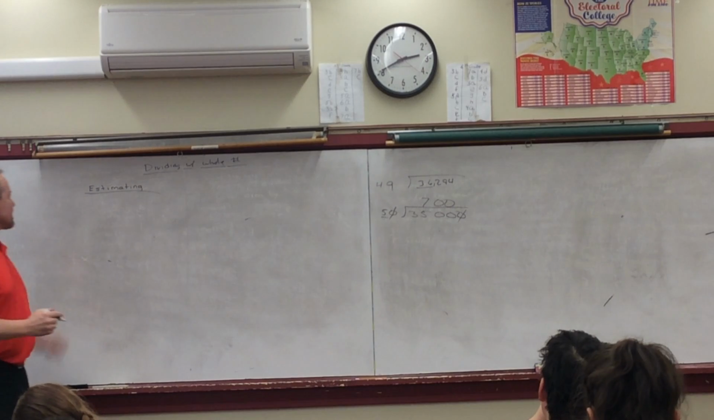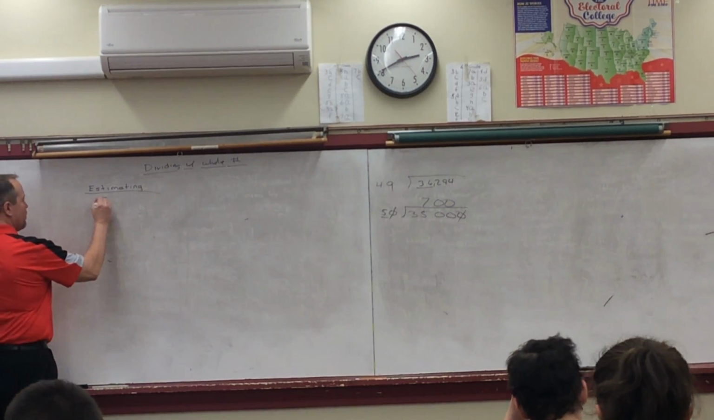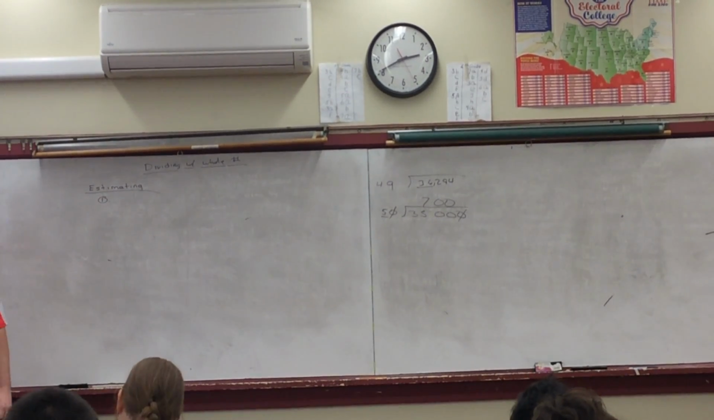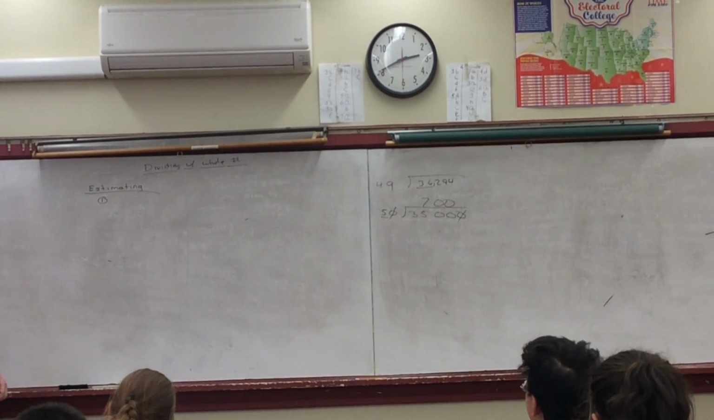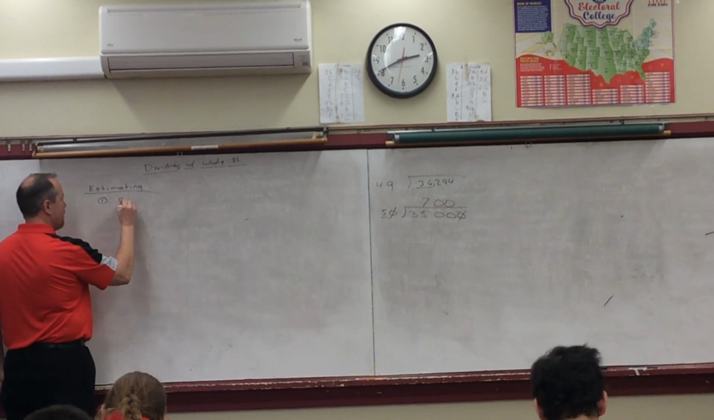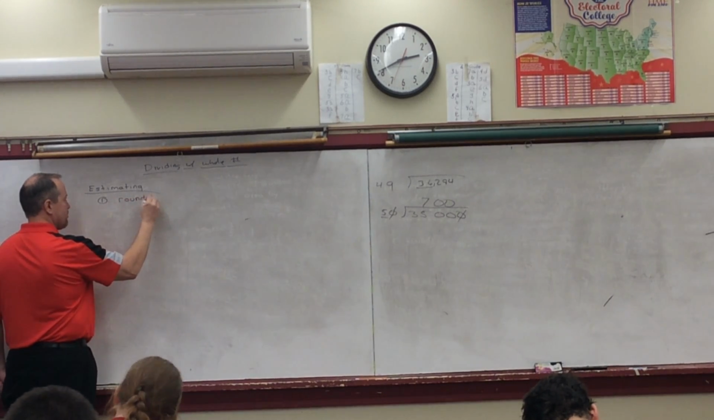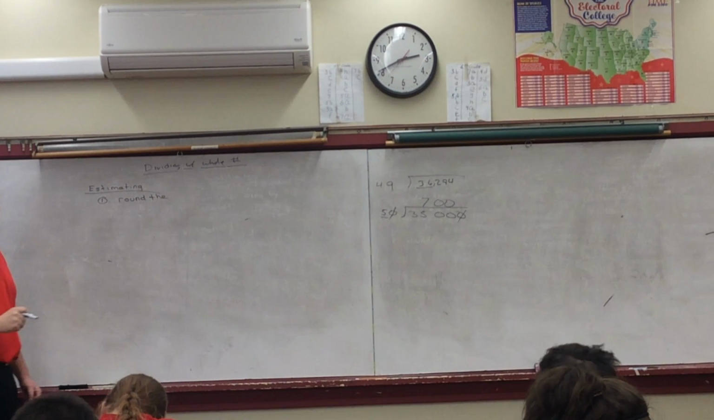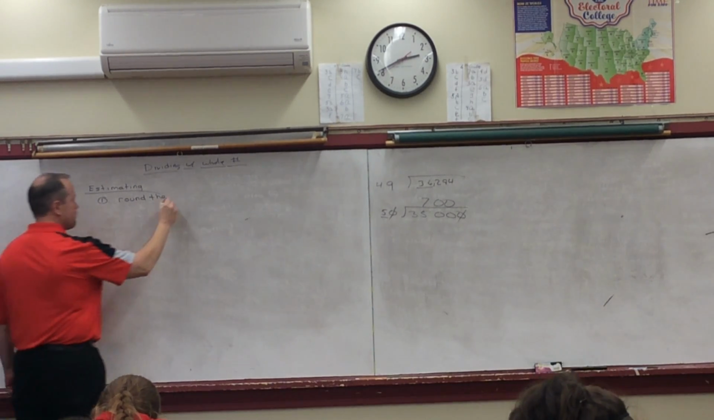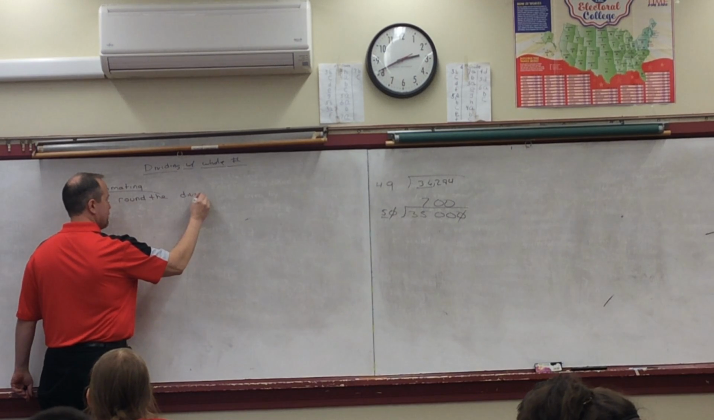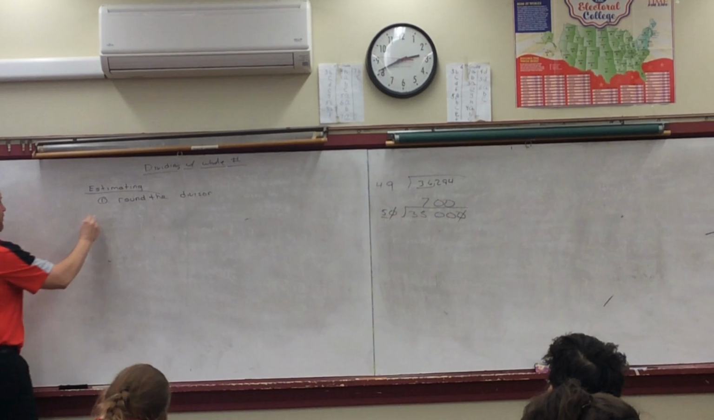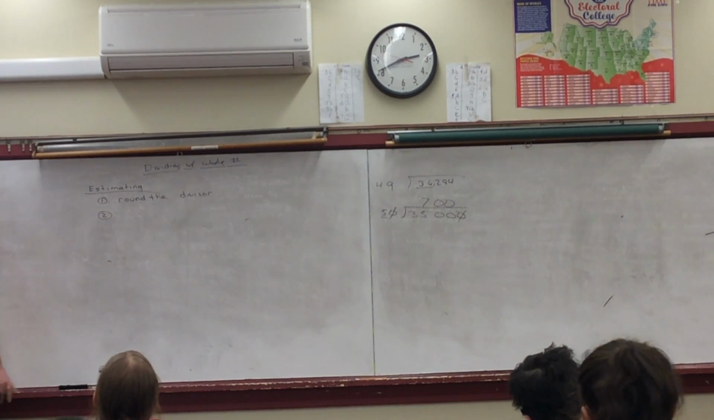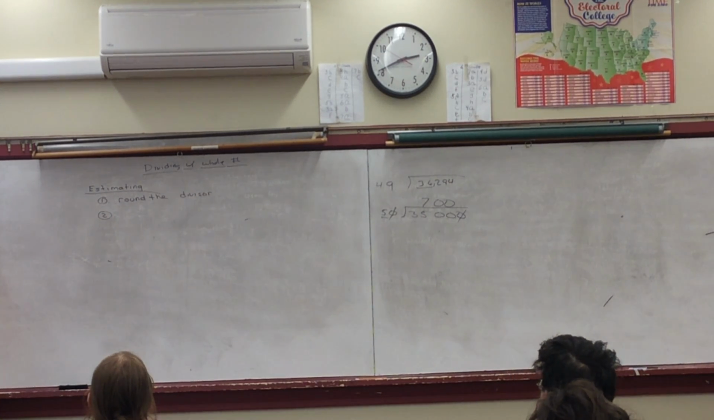Okay, so estimating. What's the first thing I do? Estimate the number you're dividing by. How about we say round? Round the divisor. Step 2. What was the next thing I did?